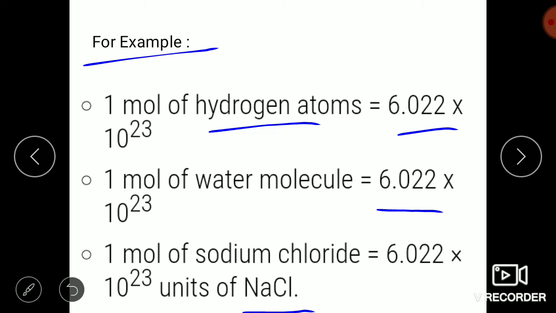Okay, so if it is 1 mole, the number will be same. If it is atom, Avogadro's number of atoms. If it is molecule, Avogadro's number of molecules. If it is ionic compound, Avogadro's number of units. 1 mole is equal to Avogadro's number of units. Okay, that is the correlation between 1 mole and the number of atoms, molecules and ions.